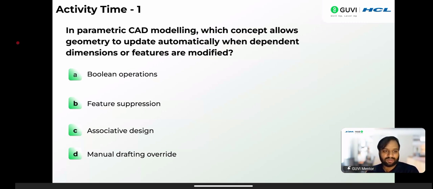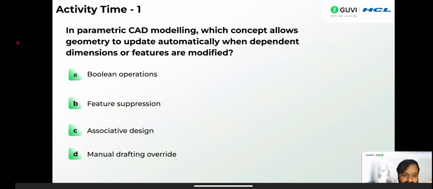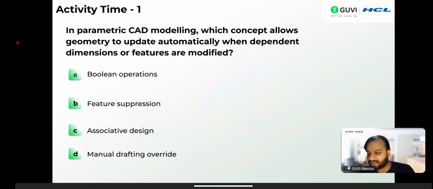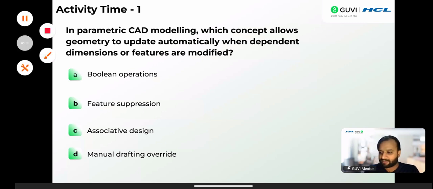Okay. So the answer is actually C. I'm new to CAD. Okay, you will learn that. The answer is C actually. Associative design.